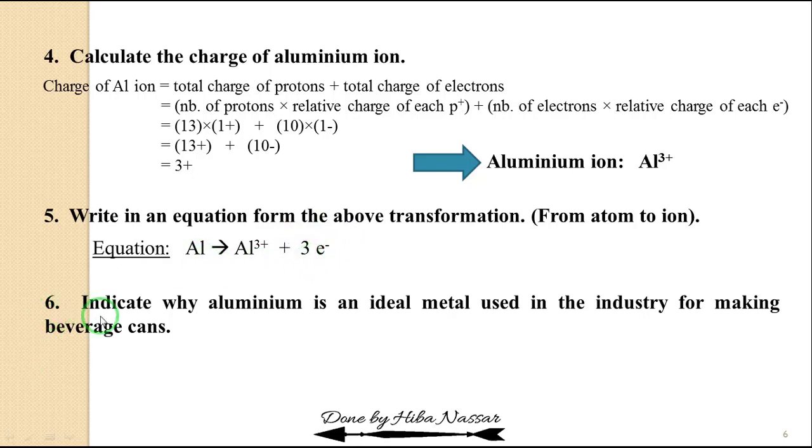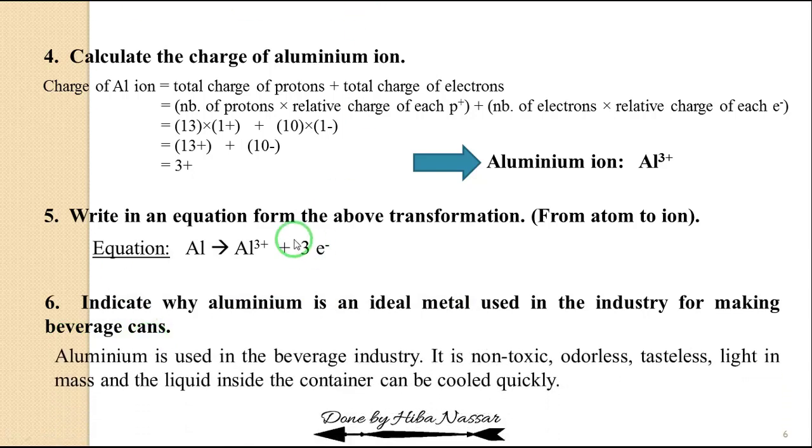Question number 6. Indicate why aluminium is an ideal metal used in the industry for making beverage cans. Referring to the text, aluminium is used in the beverage industry. It is non-toxic, odorless, tasteless, light in mass, and the liquid inside the container can be cooled quickly.